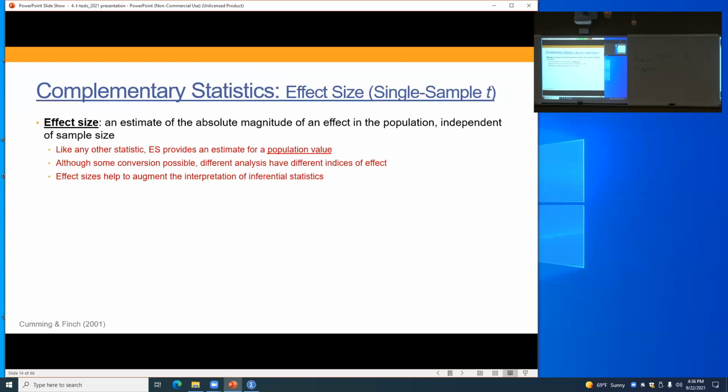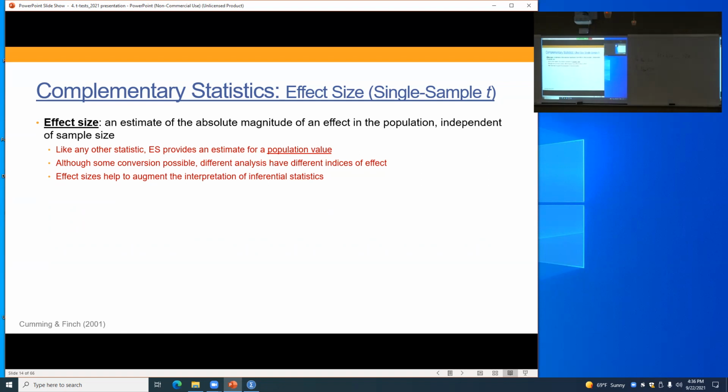All right, cool. So complementary statistics, okay? These are things that we're going to start to build into our calculations and interpretations, to try and improve the types of things we can say about the question. So the first thing is going to be our effect size, okay?